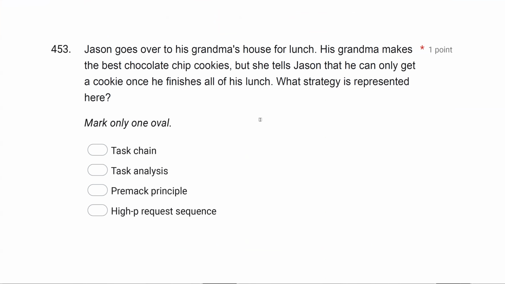Jason goes over to his grandma's house for lunch. His grandma makes the best chocolate chip cookies, but she tells Jason that he can only get a cookie once he finishes all of his lunch. What strategy is represented here? Okay, pretty straightforward question. Strategy question. We know Jason goes to grandma's house for lunch. Grandma makes cookies. She tells Jason, you only get a cookie if you finish all of your lunch.